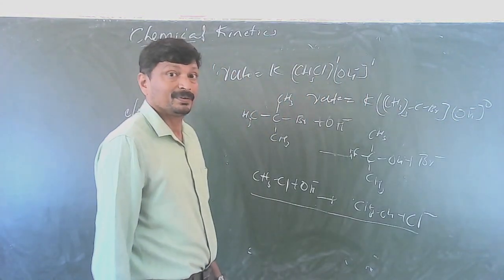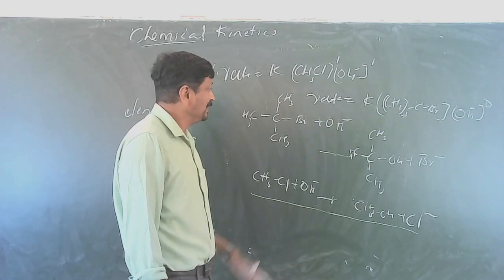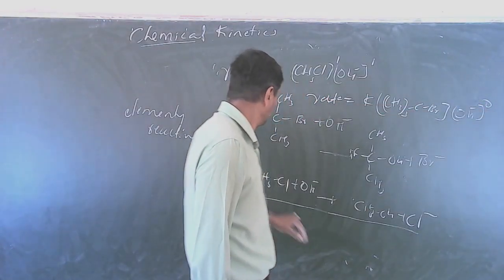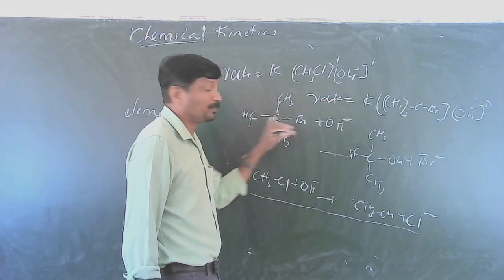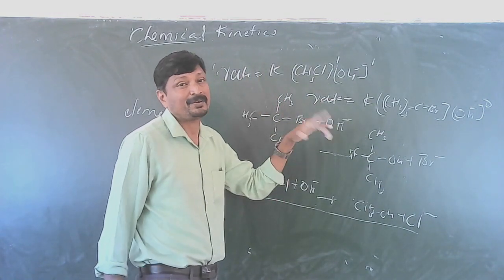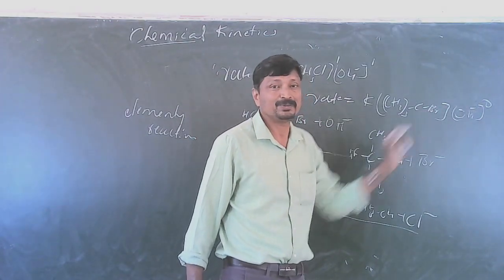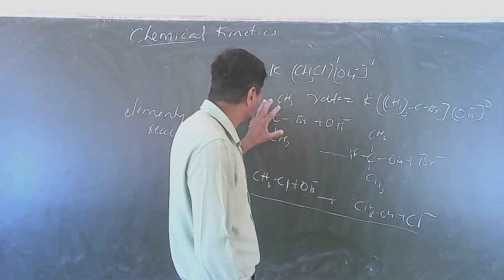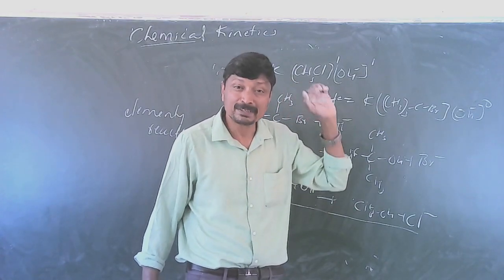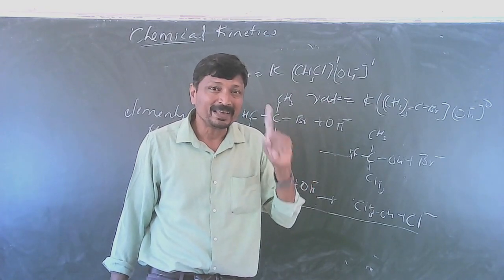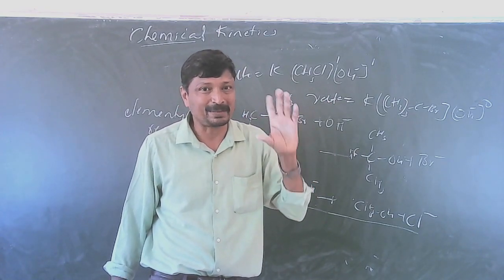See what this is. The exponent and the reaction coefficient are not the same. Here the reaction coefficient is 1, but the exponent is 0. That is, it is a complex reaction. It takes place in more than one step. So there you have to take only the slowest step.